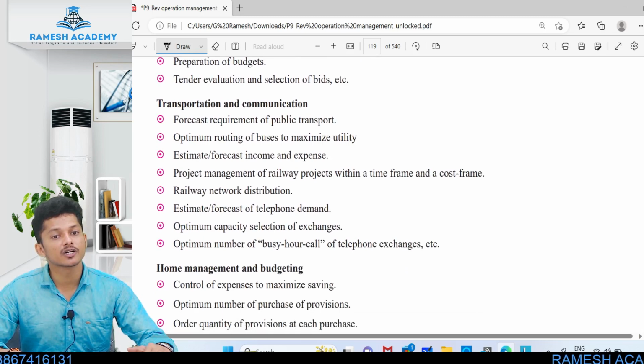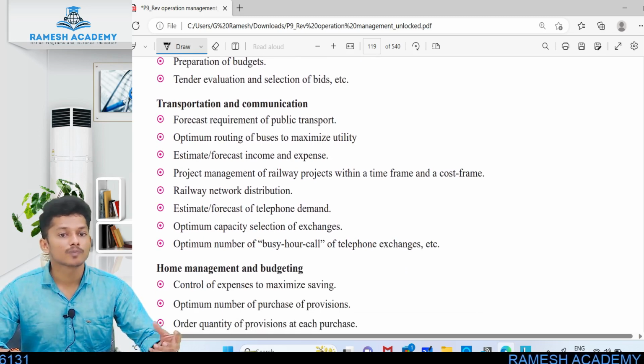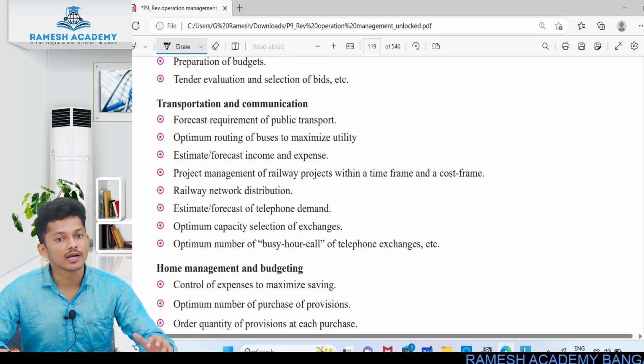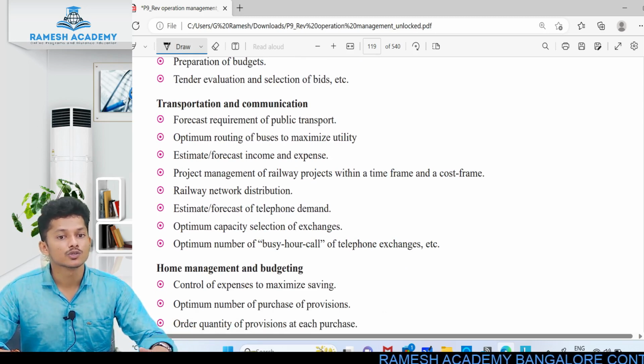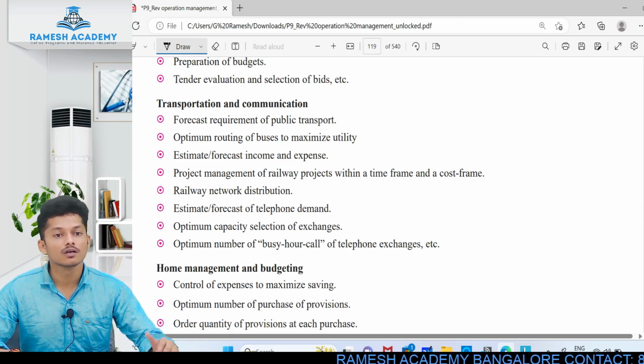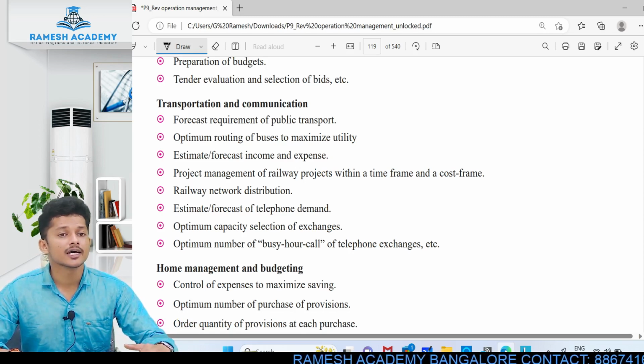And transportation and communication, so again the same. Public transport is a utility, so railway department, project management, estimate and forecast of telephone demand, selection of exchanges, busy hour call. Those come under transport and communication.